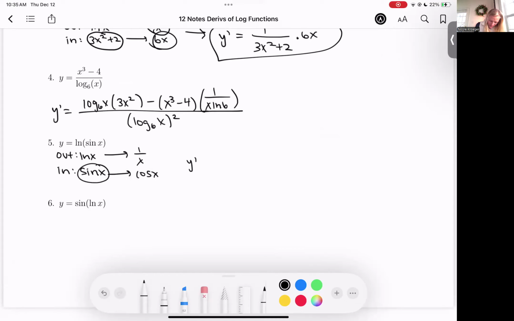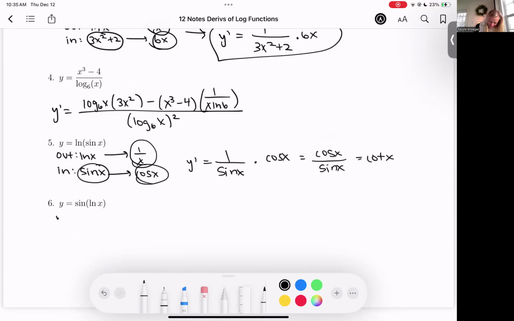So when I plug sine into 1 over x, I get 1 over sine of x, and then I multiply all that by cosine of x. Ooh, this simplifies nicely. We notice this is cosine over sine, which is cotangent of x. If you didn't notice that simplification, that's okay, but it simplifies nicely, so we might as well do it.